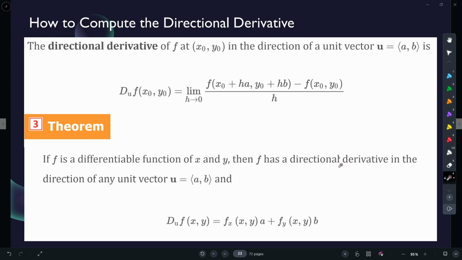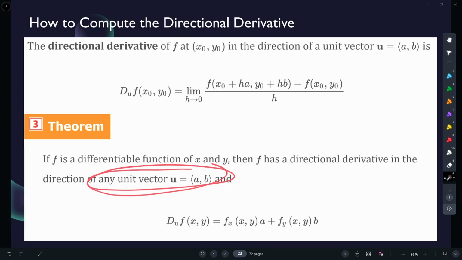There's a theorem that if the function is differentiable, meaning it has these partial derivatives, then the directional derivative in the direction of, and again I'm going to circle that because it's important that we use unit vectors when we do this calculation, the unit vector u, is given by this formula. It's the partial with respect to x times a plus the partial with respect to y times b.